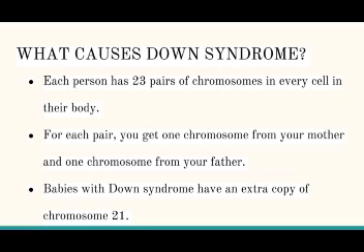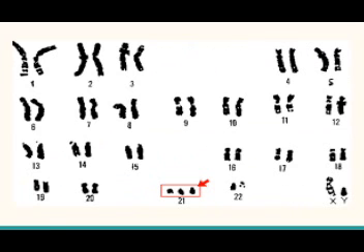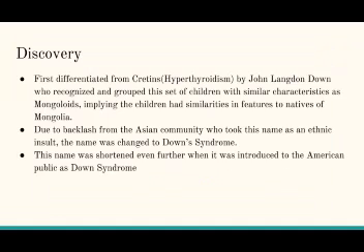So then we get down to what causes Down syndrome. Well, each person has 23 pairs of chromosomes in every cell in their body. For each pair, you get one chromosome from your mother and one chromosome from your father. Babies with Down syndrome have an extra copy of chromosome 21. As you can see from this example, they have an extra copy of chromosome 21.